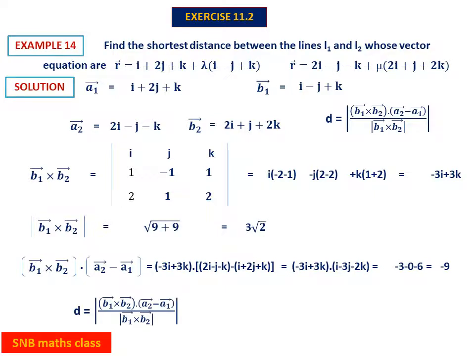Therefore, you have to find D now. Substitute the value. The denominator is 3 root 2. In the numerator it is 9 because we have to take the modulus, so minus 9 becomes plus 9. This you can keep as it is, or you can also simplify. For example, multiply by root 2 and simplify like this, 3 root 2 by 2. Both are one and the same. Normally the tradition is that the surd, the irrational number, should not be in the denominator. Therefore, multiplying by root 2, we get 3 root 2 by 2 as the final answer.